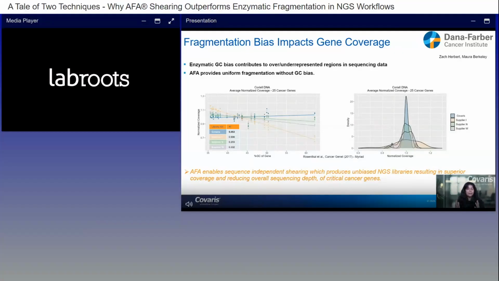Now, if you compare this to the Covaris peak in blue, you can see that it is a very tight, sharp peak centered around a normalized coverage of 1. And this means that all of your genes, your 25 genes, are getting equal amounts of coverage, again, regardless of their respective GC contents.